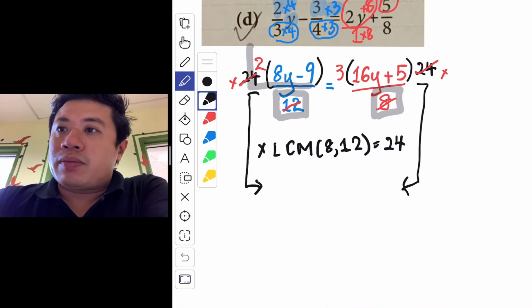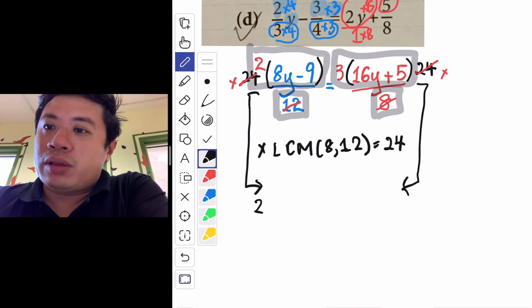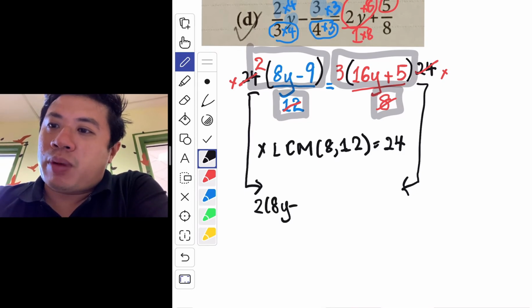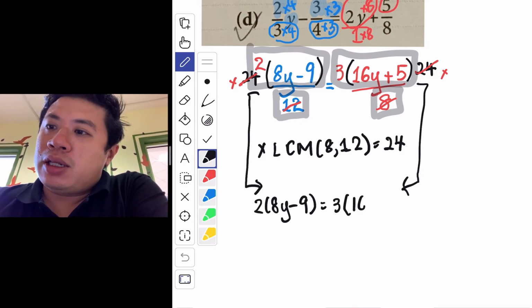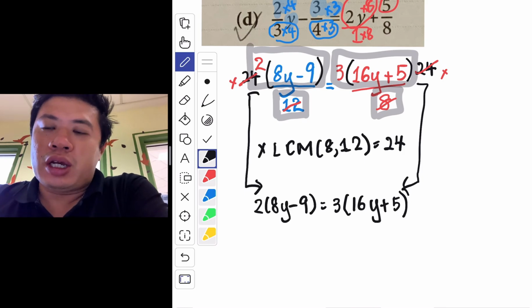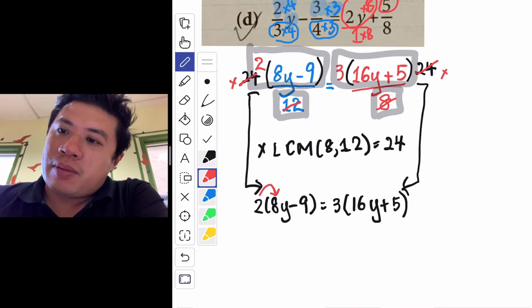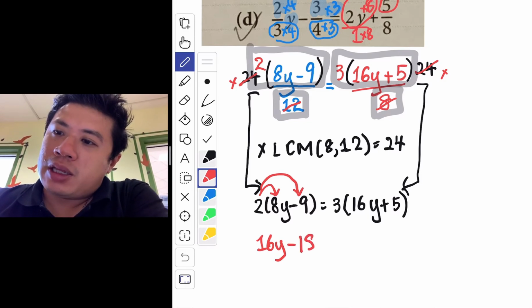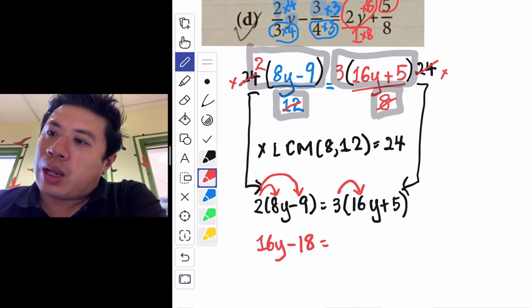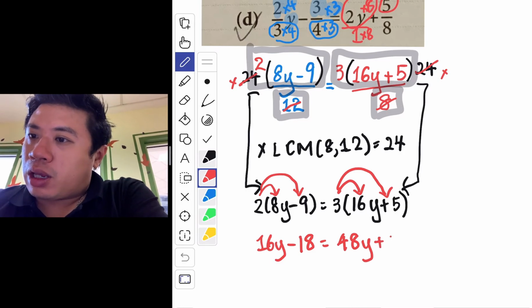Now I rewrite here and I rewrite this. Just by simplifying my fraction, you can see that the moment I have multiplied both sides by the LCM of the denominators, my denominator disappears. And the moment your denominator disappears, your life is much easier. You will just get a linear equation with brackets, that's all. So 2 times 8 gives you 16y. 2 times minus 9 gives you minus 18, equals to 3 times 16, that gives you 48y. 3 times 5 gives you 15.